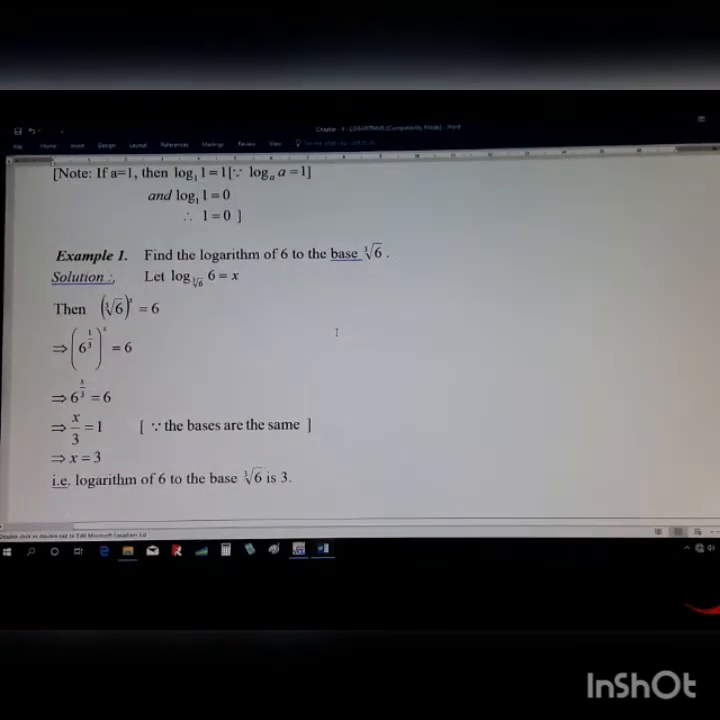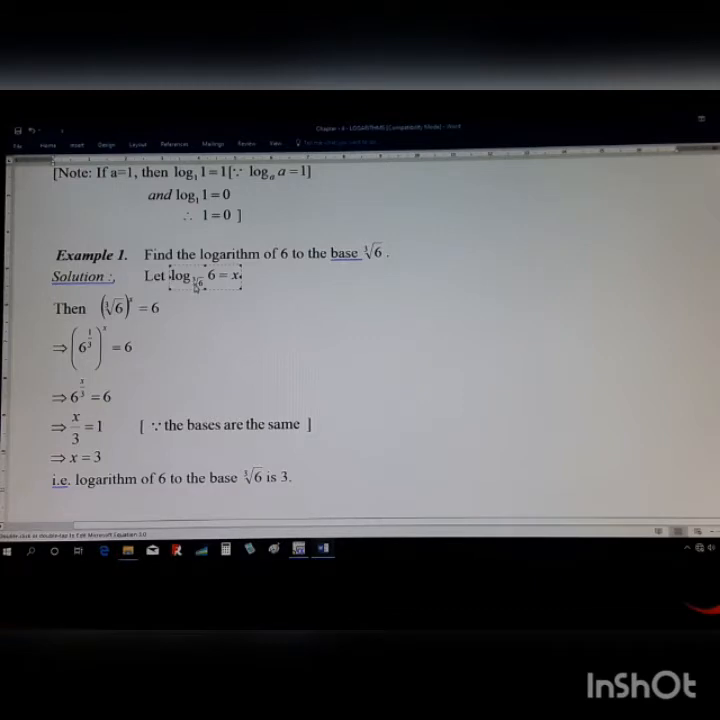Now let's go to this example. Find the logarithm of 6 to the base cube root of 6. Now this value we have to find. So let this particular value be what we have to find, let us take it x. So let log of 6 to the base cube root of 6 be x. Now this is the exponential form. This is the logarithmic form.